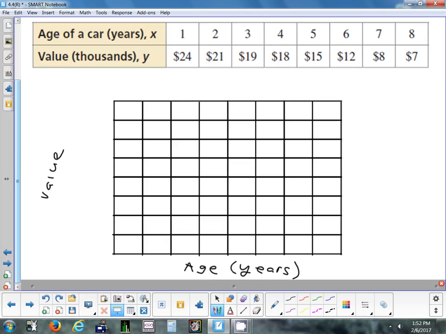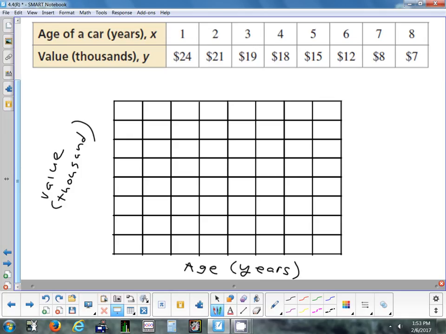Okay, so value, and how is value measured? It's measured in thousands. So this is like 24,000. Okay? 15,000. Okay? So put it off to the side, but leave a little bit of room so you can fill in some numbers. And there's one more thing I should label before I even put numbers.